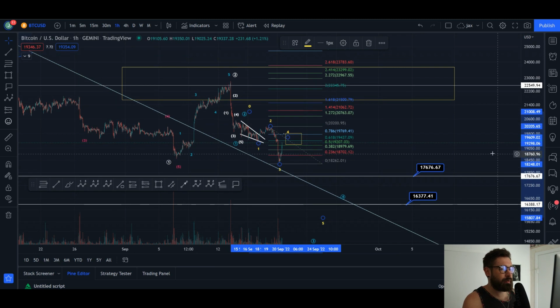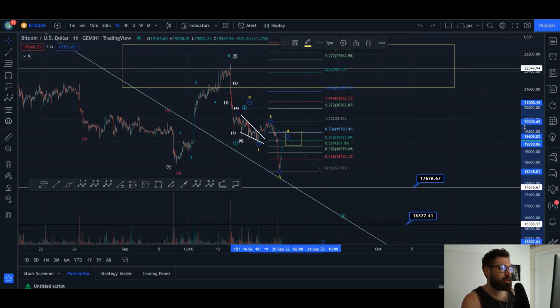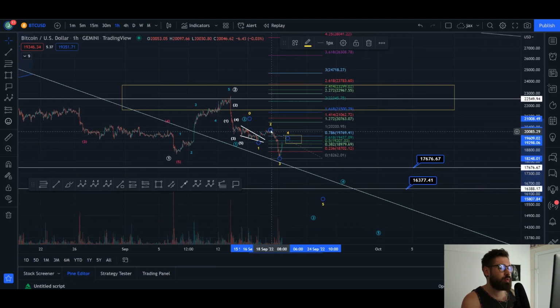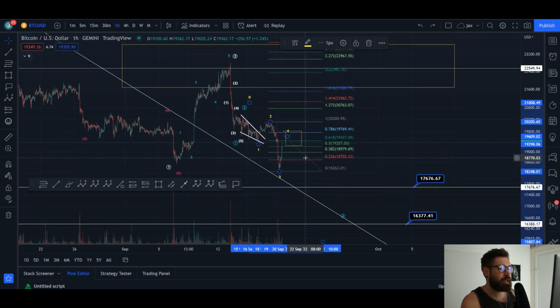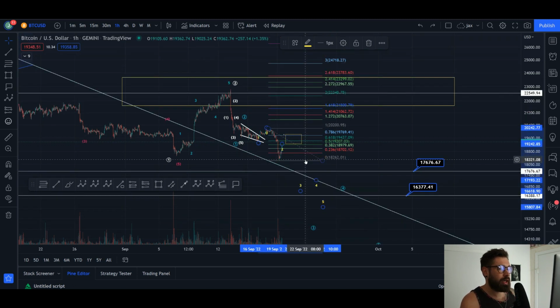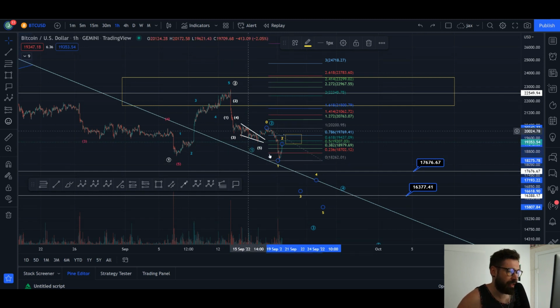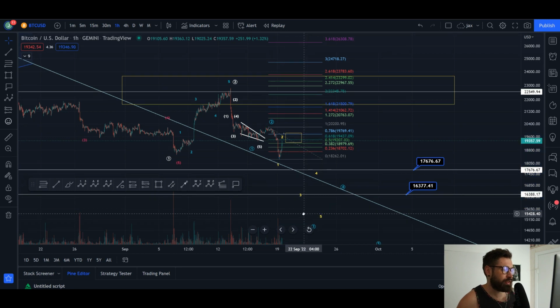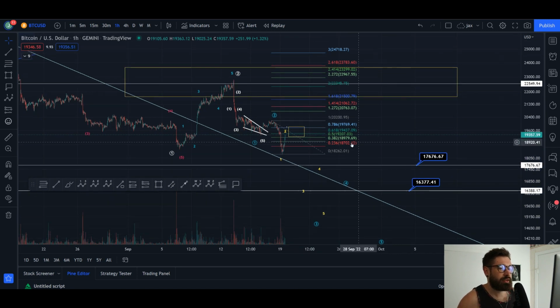So the count that I'm looking at, I mean, potentially you could look at some sort of 1, 2, 1, 2 into a deeper wave 3. But the count that I'm looking at here is that we've come down, this was an ending diagonal into a 5, and this was a 2. And we came down in a wave 1, and this is a wave 2 pullback before coming down to 3, 4, 5.